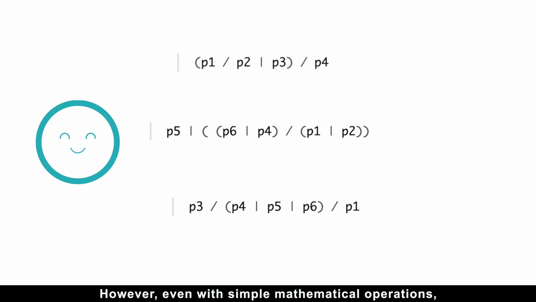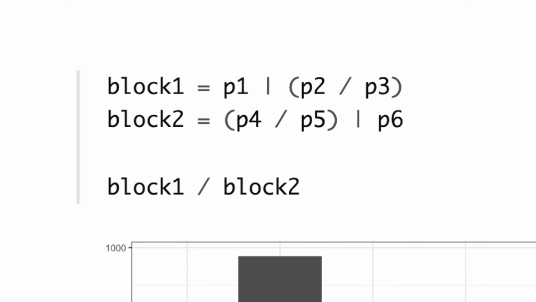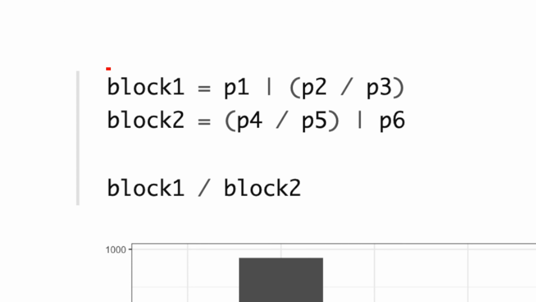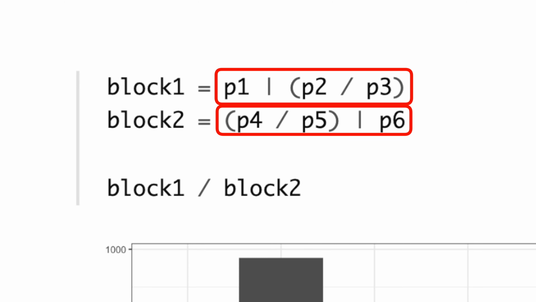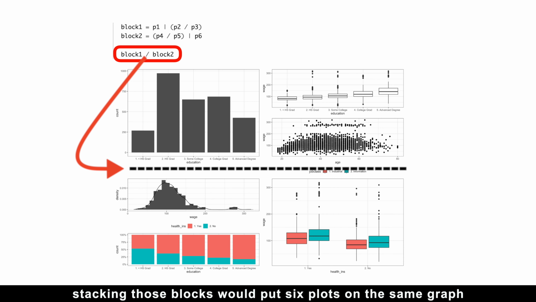However, even with simple mathematical operations, the use of many names and symbols can quickly become cumbersome. To simplify the code even further, we can create building blocks. For instance, when we create two building blocks, each consisting of three side-by-side plots, stacking those blocks would put 6 plots on the same graph without excessive use of parentheses.